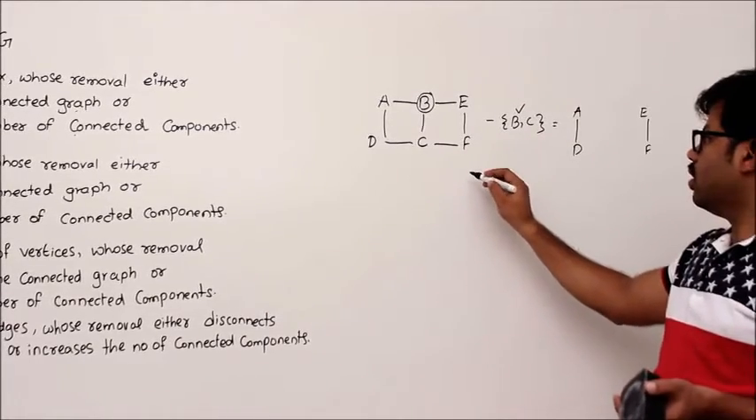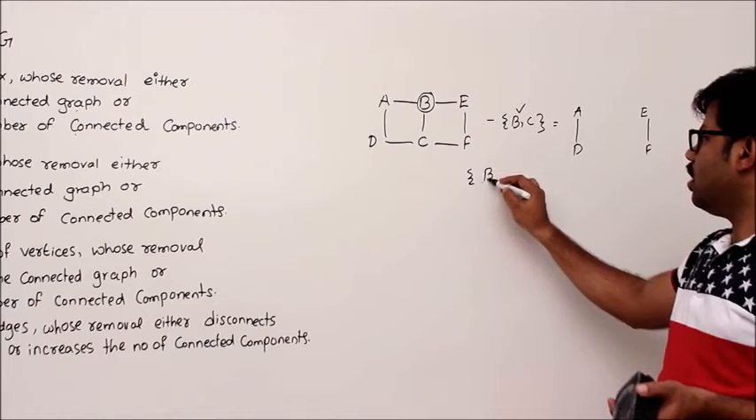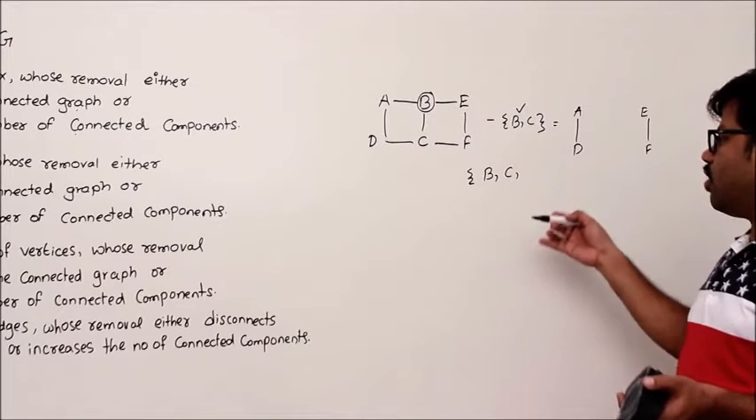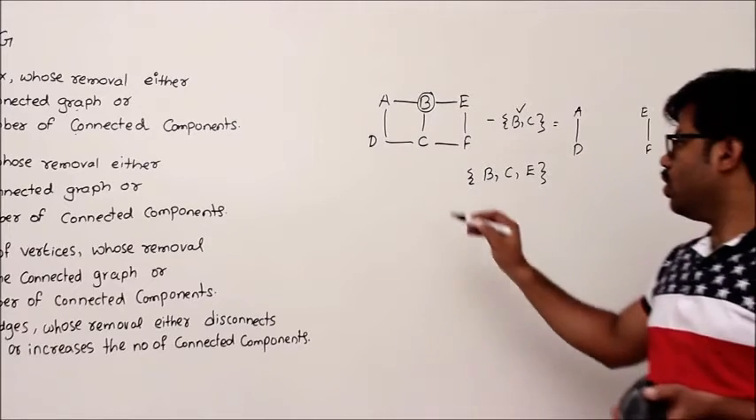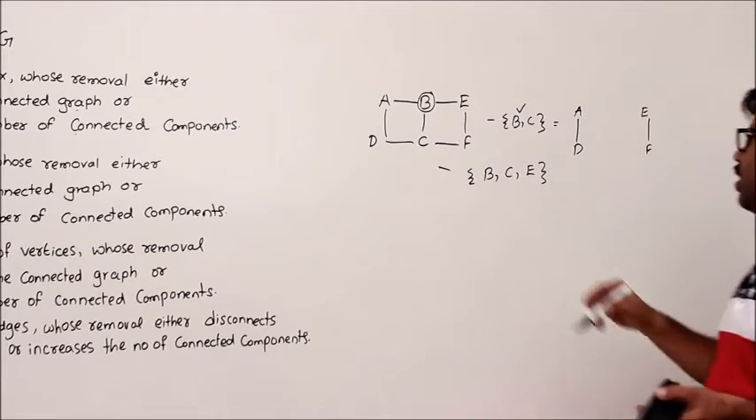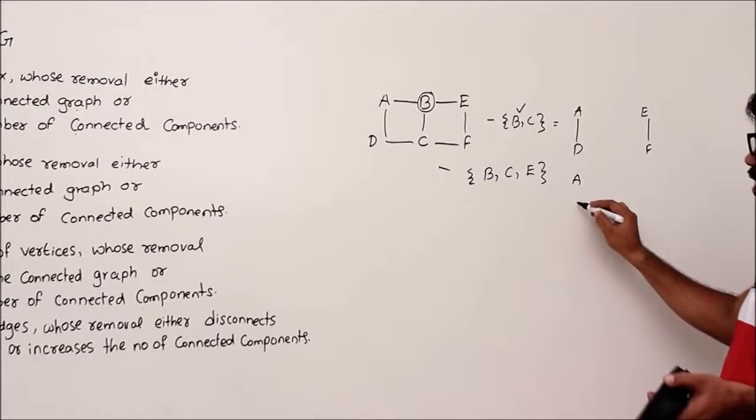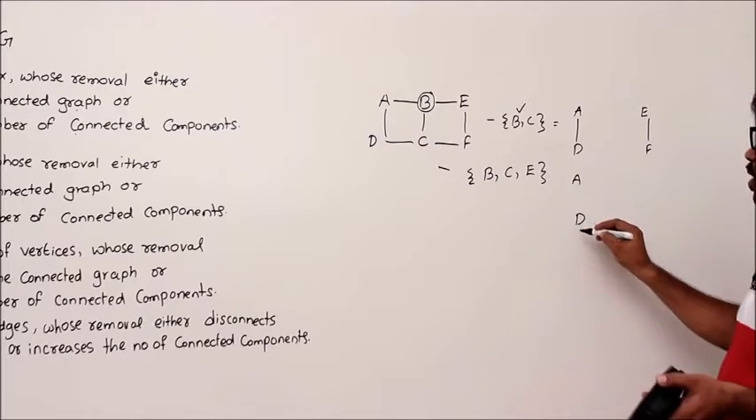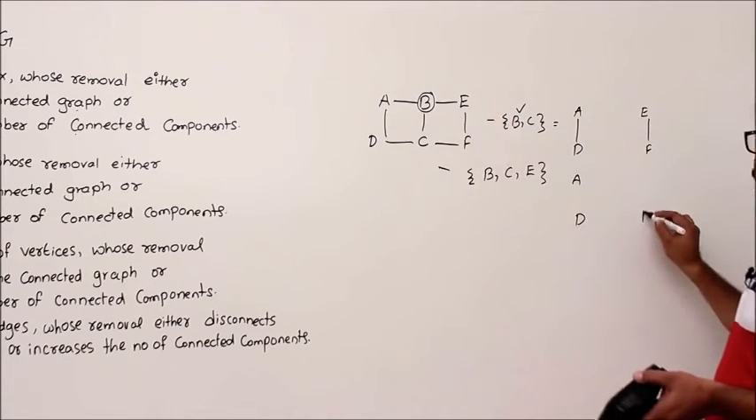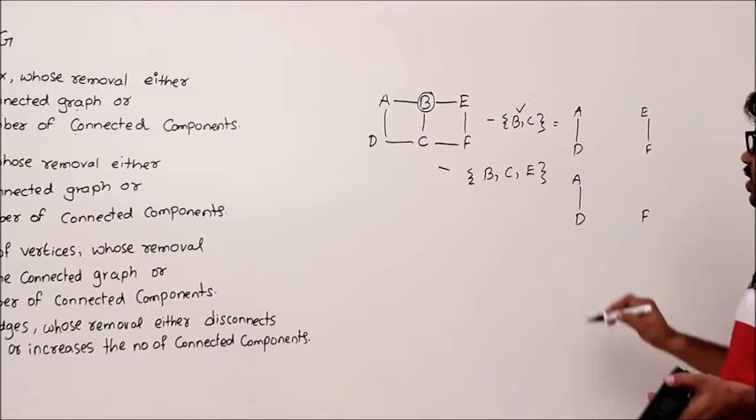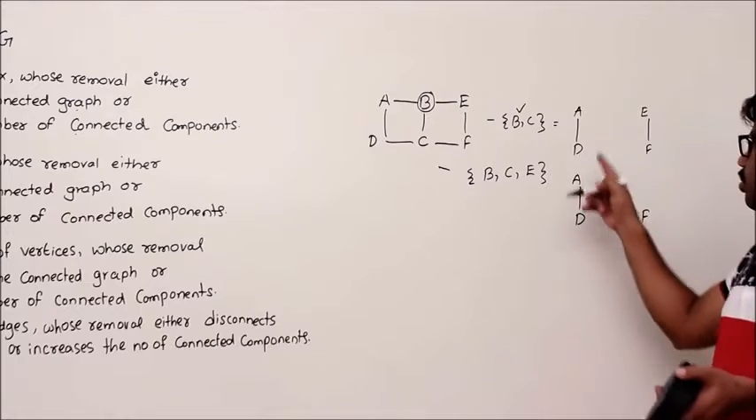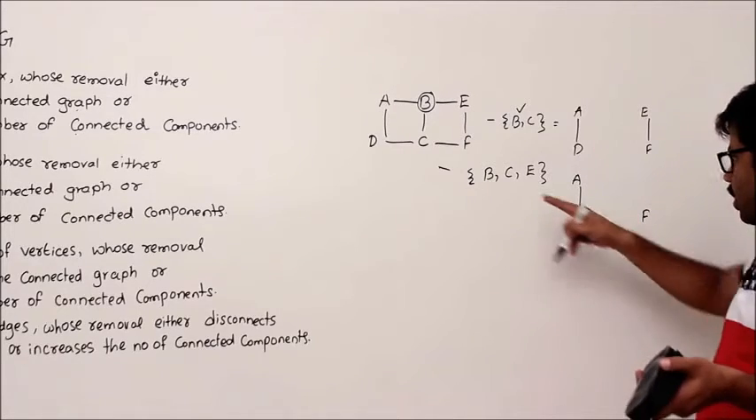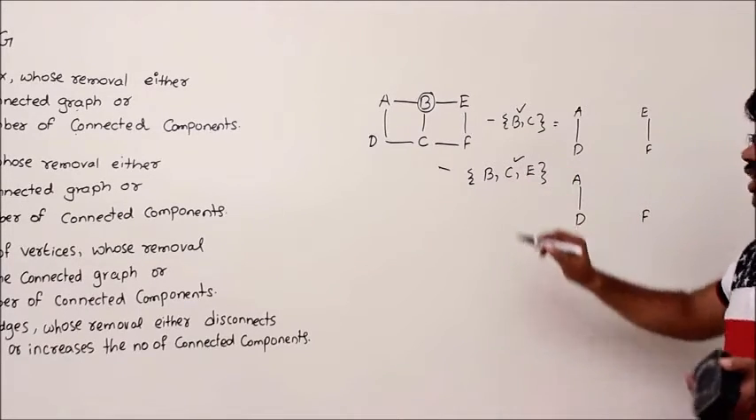What about B, C and one more vertex? Let me add one more vertex E. Is it a cut vertex set? If you want to know, remove that BCE. Then the remaining vertices are A comma D. If I remove BCE, you get F. So between AD you add an edge. Still F is not reachable from AD. So that's why this BCE combination is a cut vertex set.